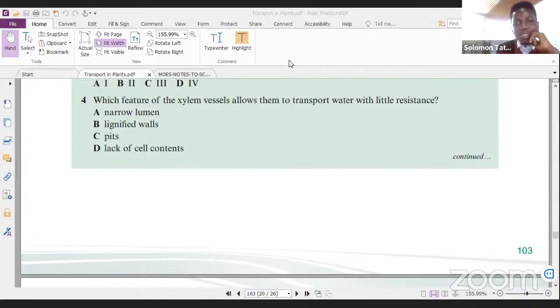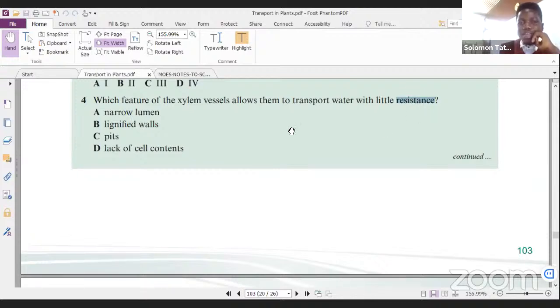Okay, good. So the answer here is actually D, and we talked about it. Lack of cell contents and resistance go together. When you have no cell contents, you'll have less resistance for water movement. The lumen ensures that the water being transported has high pressure and is in one stream. We also talked about the lignified walls and the pits, but specifically for the lack of cell contents, we talked about the resistance.